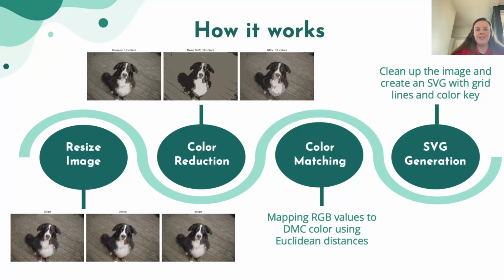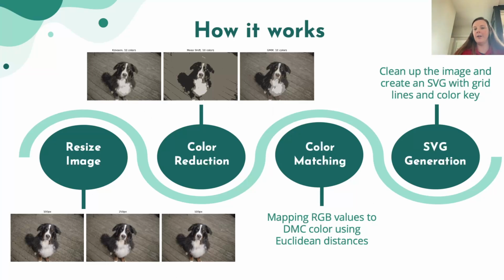In brief, how it works is you can resize an image. The way cross-stitch patterns work is each pixel is essentially the equivalent of a stitch, and so we choose the number of stitches that we want, either high or wide. And so the resize function just applies that resize to the image. I have examples down here. Then we move into color reduction. I've implemented 3 different methods of color reduction, either k-means, mean shift, or Gaussian mixture models, with examples of each of the 3 types here.